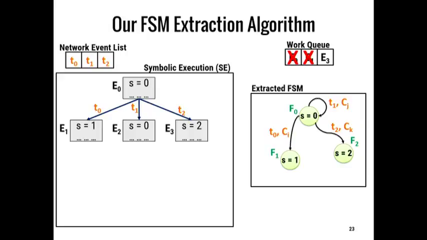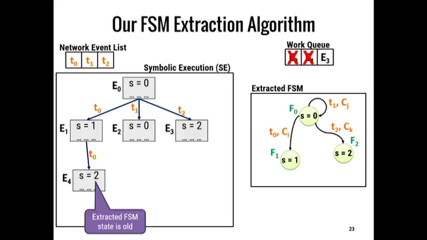Now we move on to the next execution state. Let's start again with T0 on E1. Similarly, now consider that we end up with an execution state where the FSM state is old, because S equal to 2, we already have an FSM state F2, which represents S equal to 2. So there is no point in adding a new FSM state there. But we will add a transition from F1 to F2.